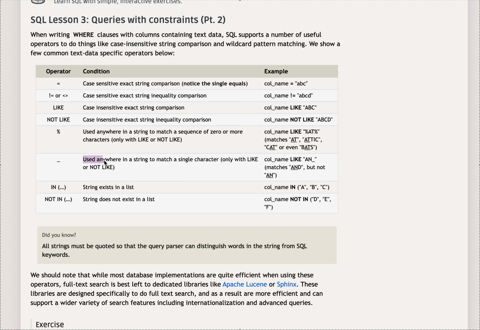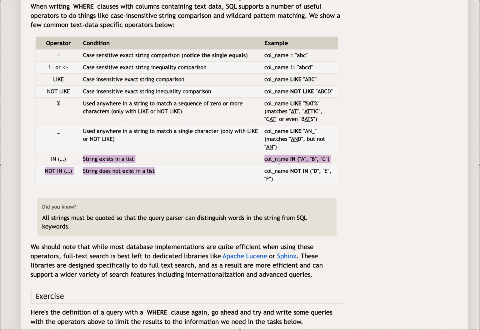To match a single character only with a like, and in the starting only, so there should be an. Then in, like in and not in that list. So for string you write apostrophe like this, right? So case sensitive means that ABCD, it should be exactly ABCD. Insensitive, yeah.